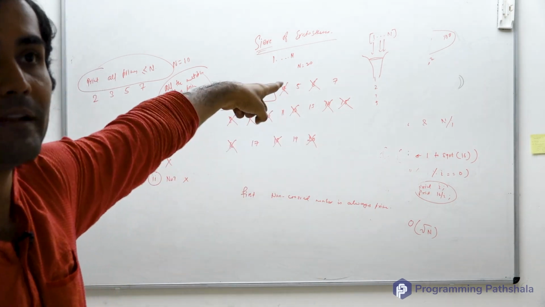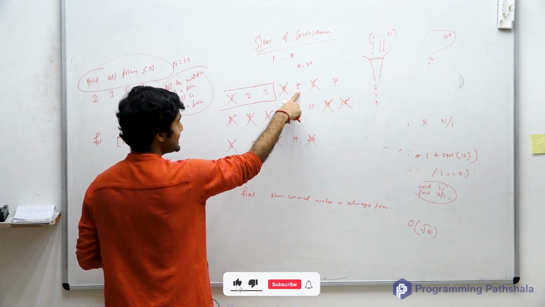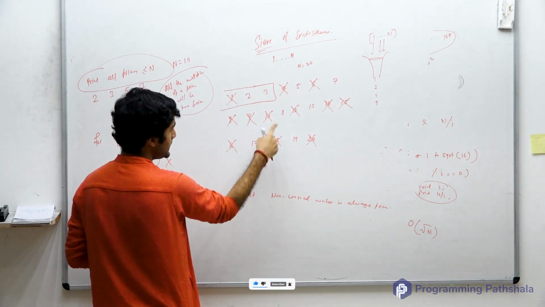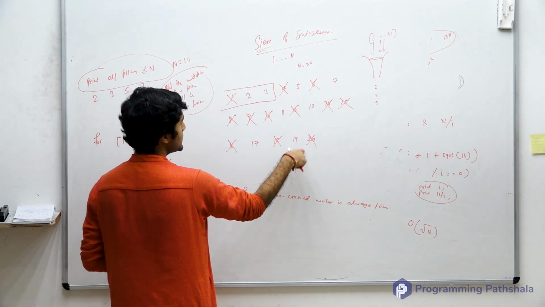What will happen when you reach 5? When you reach 5, what will you do? You will say that I want to cut all the multiples of 5, which are 10, 15 and 20. They are already cut, so no need to cut again. Okay, so now you will move on.